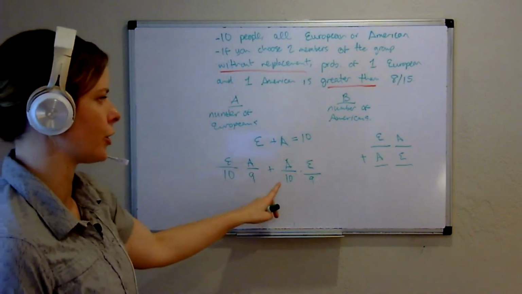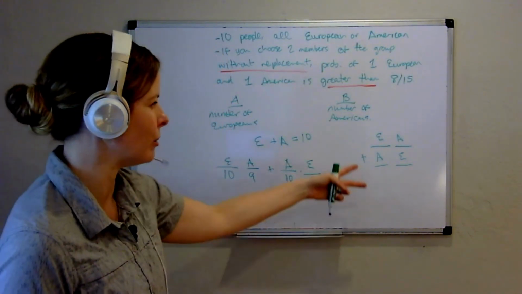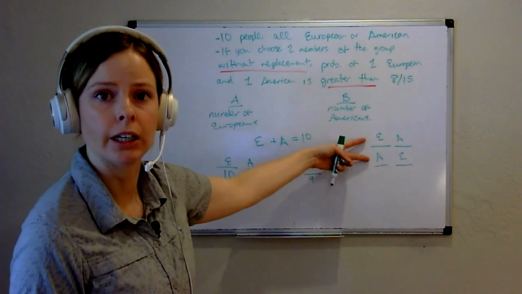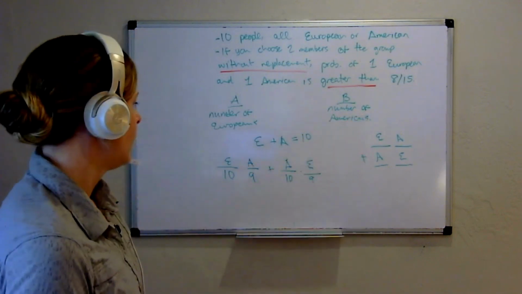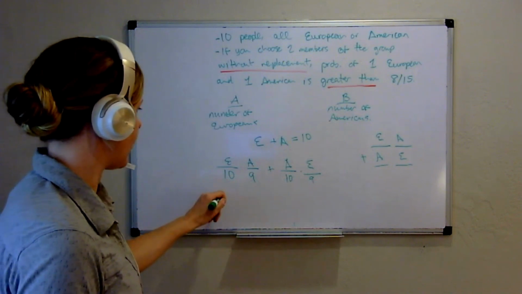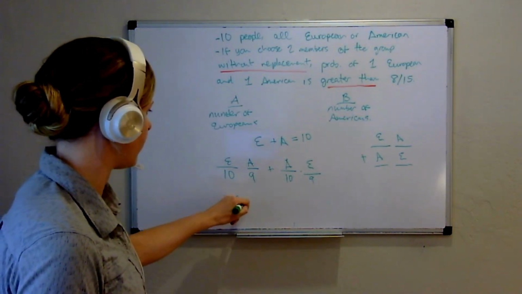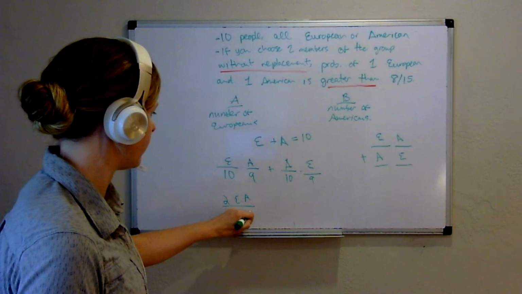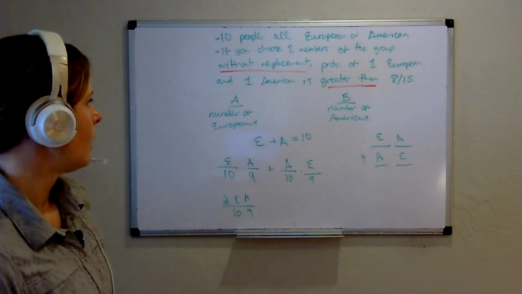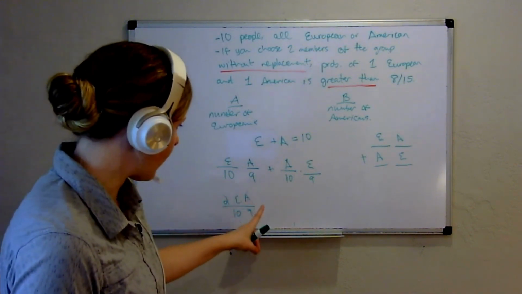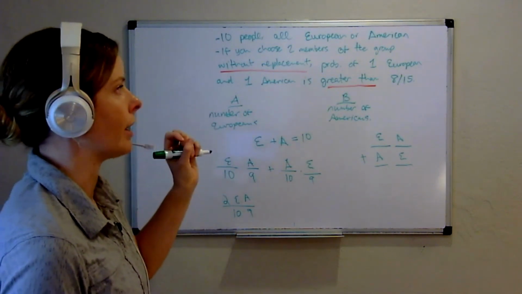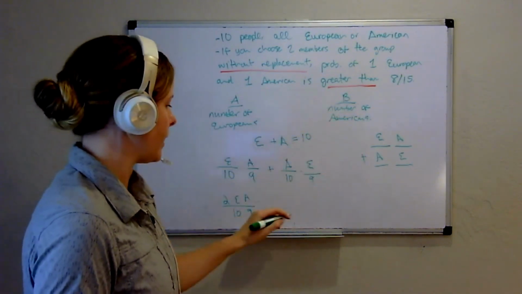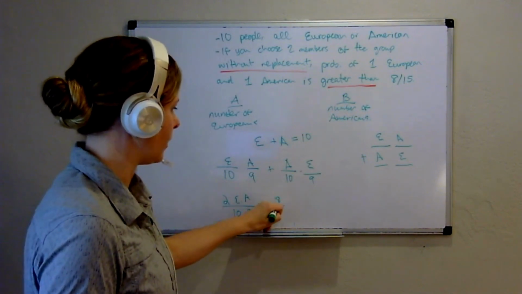If you look at these, they are just the same thing written twice. You could also logically get there from here, saying, well, this is going to be totally equivalent to each other. So we can go ahead and rewrite this as 2 times E times A divided by 10 times 9. So that is my probability of pulling out 1 European and 1 American from this group. And I know that that is greater than 8 out of 15.